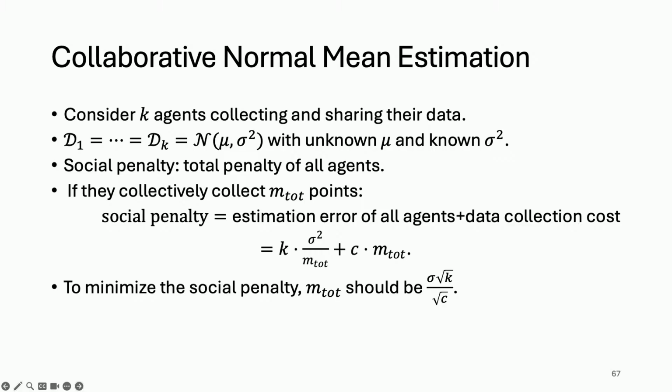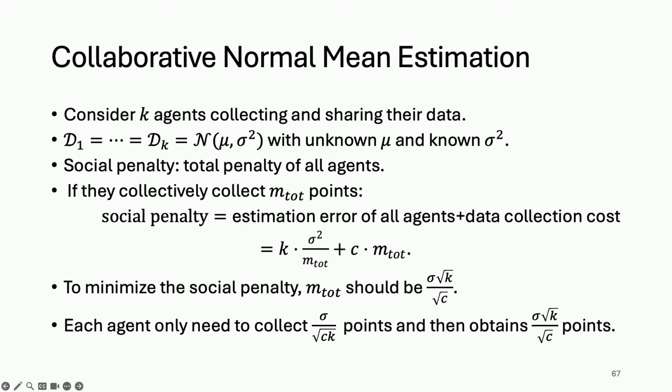So to minimize the total penalty, the social penalty, we want to collect this amount, sigma times the square root of k divided by square root of c amount of data. But we're in a collaboration, so the agents can split the work, and everyone just needs to collect sigma divided by square root of c times k points, and then they can obtain k times more points by getting the data from other people.